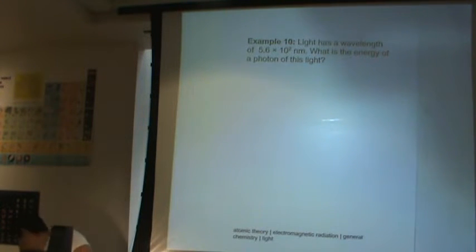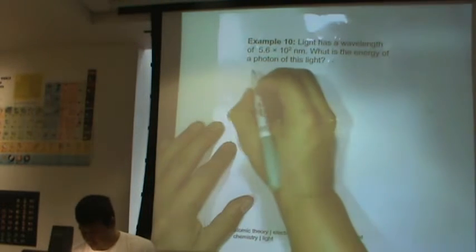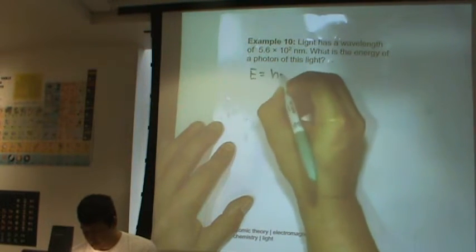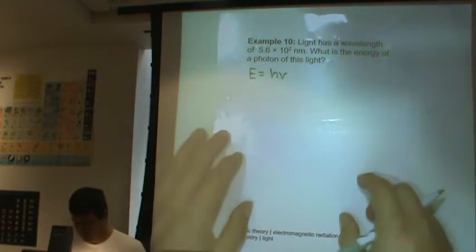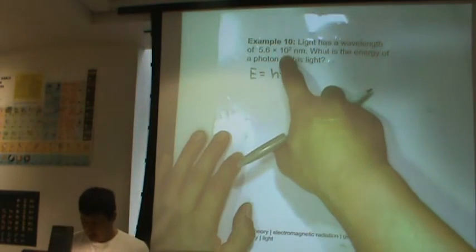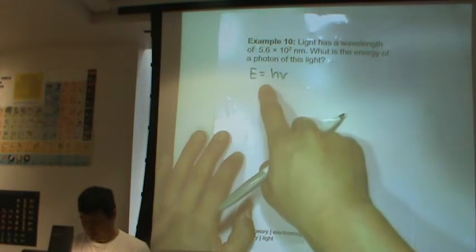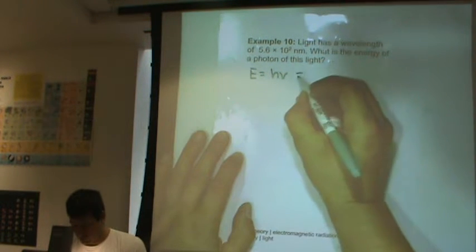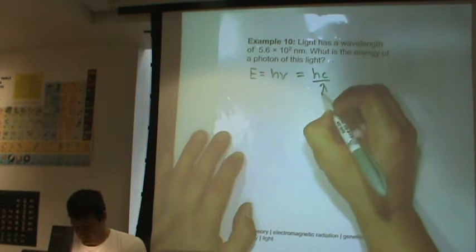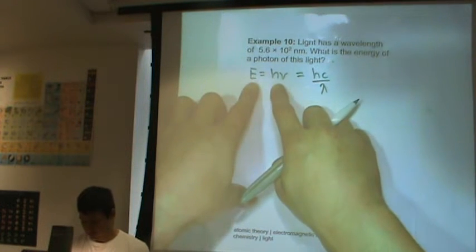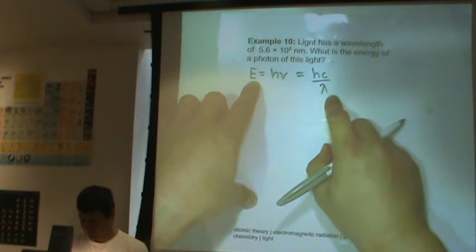Light has a wavelength of 5.6 times 10 to the second nanometers. What is the energy of this photon of light? So we know that our energy equation is going to be E equals h nu. So you can do this question two different ways. You can change your wavelength to frequency and plug it into this equation, or you could just simply use this equation. E equals h nu, E also equals h times c over lambda.